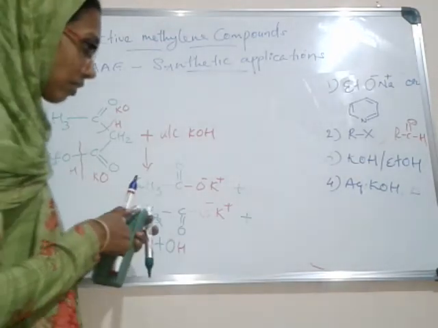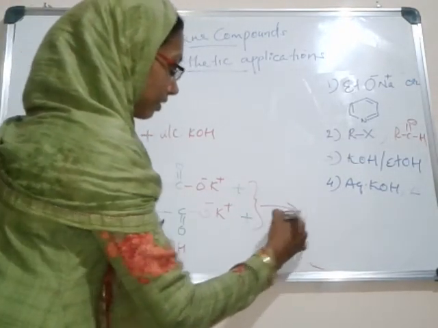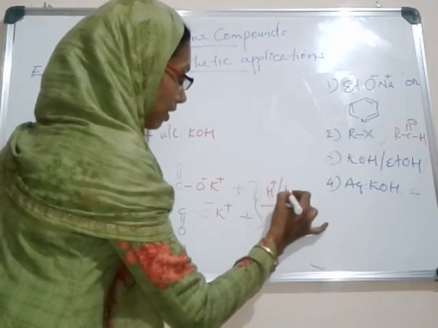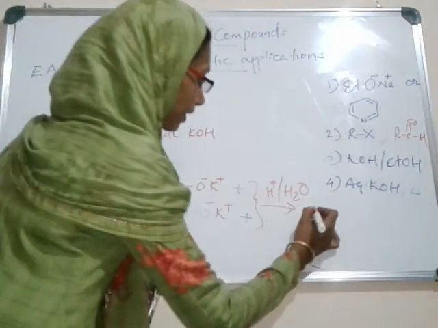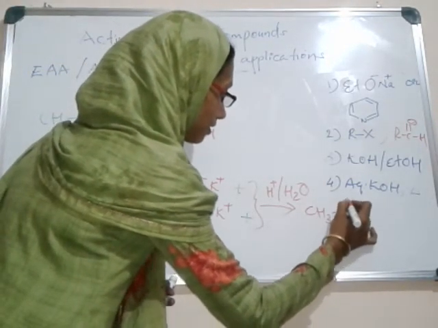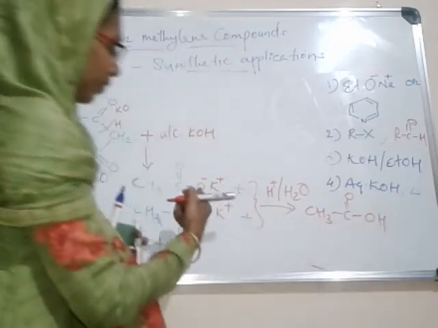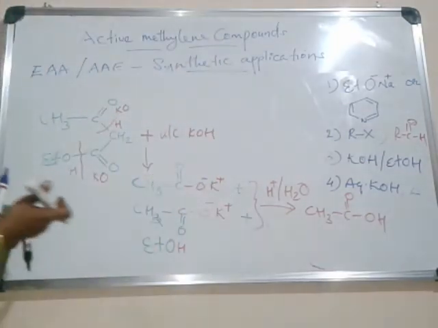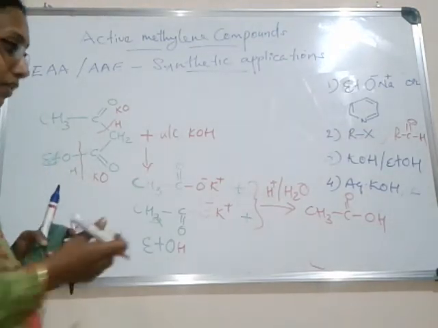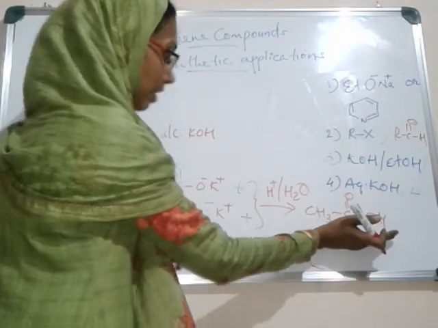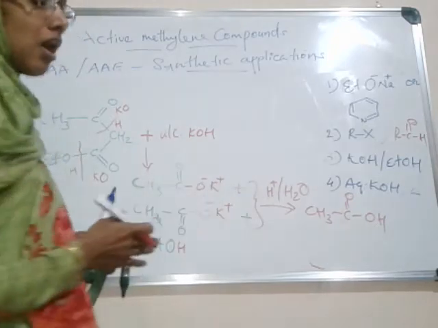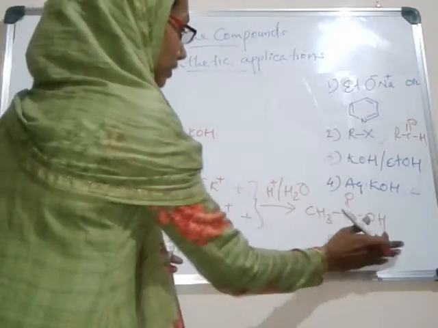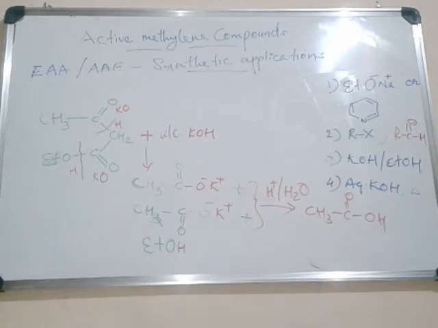This on acid hydrolysis, when treated with acid in water, we get CH3-C(=O)-OH. When a potassium salt of an organic acid is treated with acid, we get the corresponding organic acid. It is a potassium salt of acetic acid, so when we treat it with acid in the presence of water, we get acetic acid. This is the reaction.